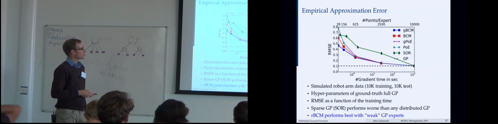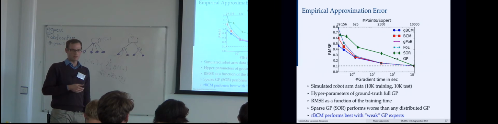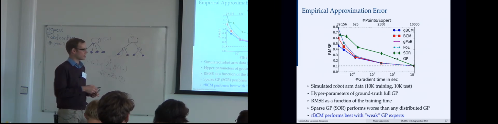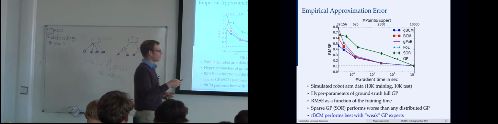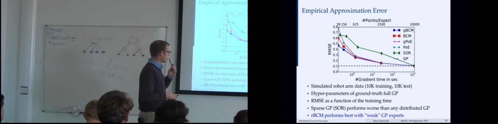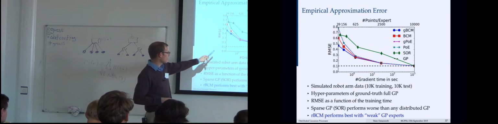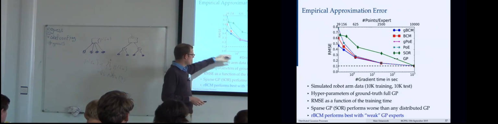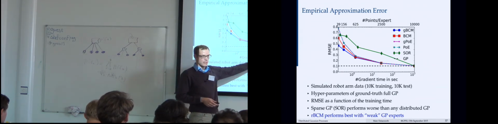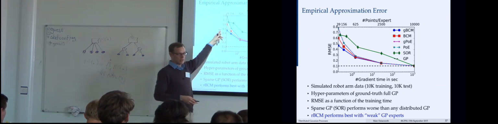Okay, so now we're looking at empirical approximation errors of these methods. We looked at a relatively small data set of 10,000 data points where we can still train a Gaussian process. We ran this only on a single computer.